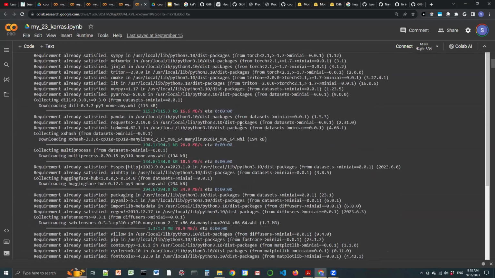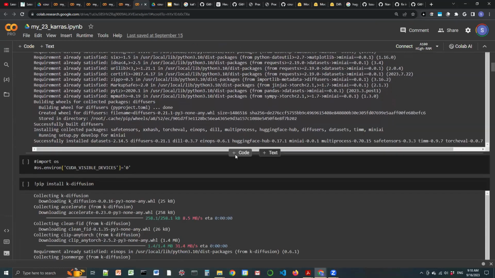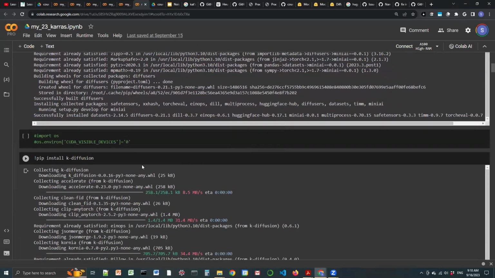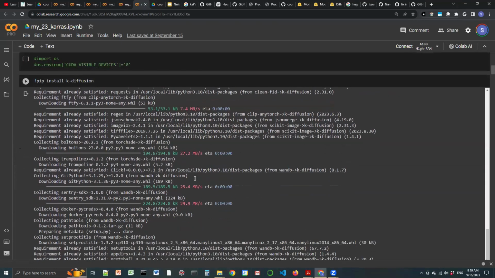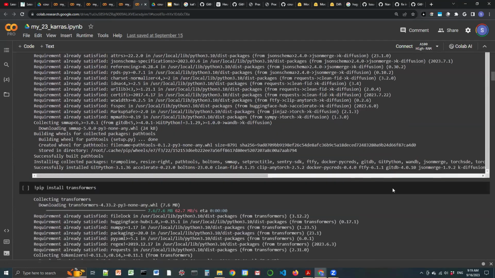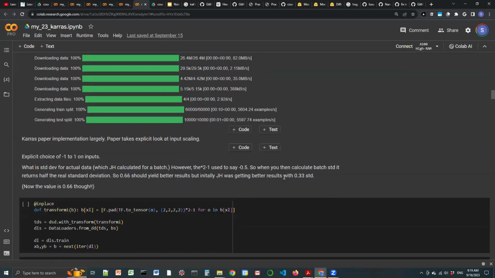So what's different about the paper and what they are doing in the implementation here? Again, same thing, you have to install K-diffusion, and you have to also do the transformer thingy. Rest of it is the same. And now we are explicitly choosing the range to be between -1 and 1. And again, this is an interesting thing.